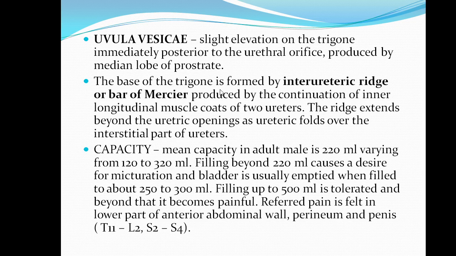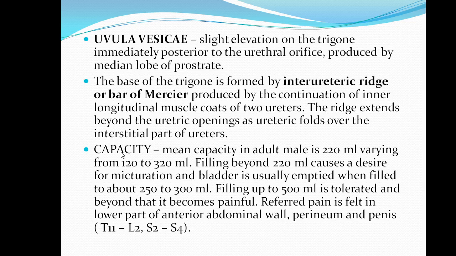The base of the trigone is formed by the interureteric ridge or bar of Mercier. It is produced by the continuation of the inner longitudinal muscle coat of the two ureters. The ridge extends beyond the ureteric openings as ureteric folds over the intramural part of the ureters.